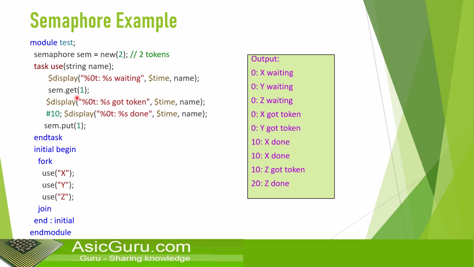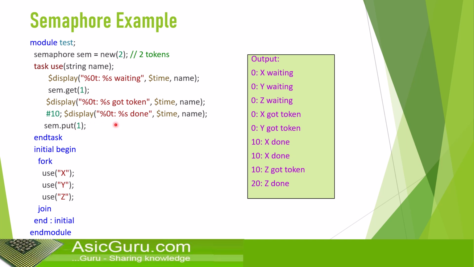Next, they try to get a key from the semaphore. But we have created the semaphore with only two keys. So say x and y get the tokens immediately and they begin execution. So now we have printed this statement at timestamp 0 x got token, and at timestamp 0 y got token. But the third one, z, has to wait until one of the tokens is released. Now after 10 time units, either x or y completes and it would return the key back to the semaphore. And after that z can start.